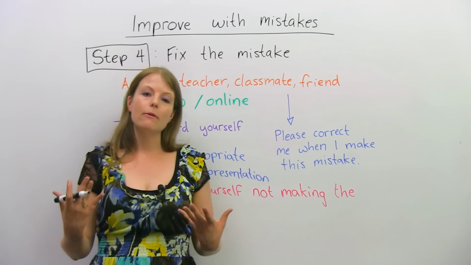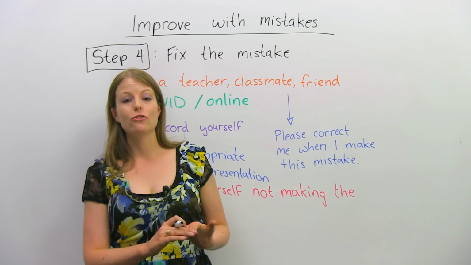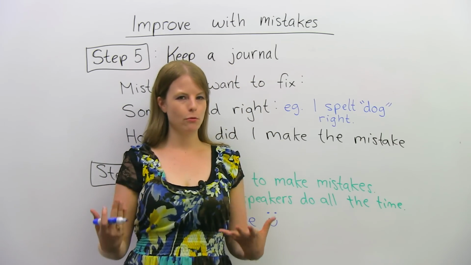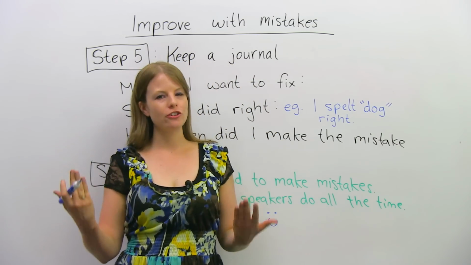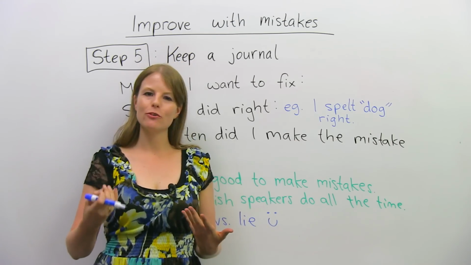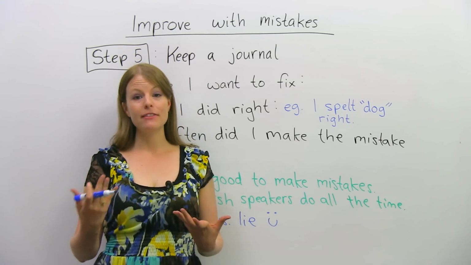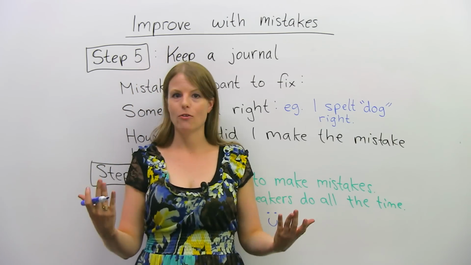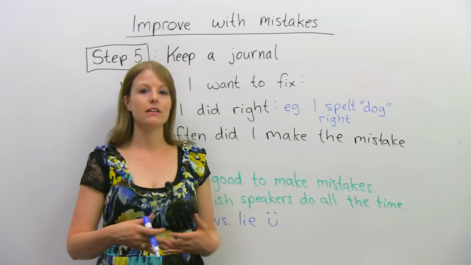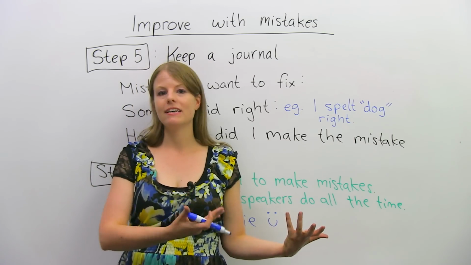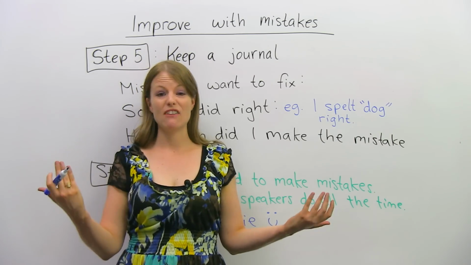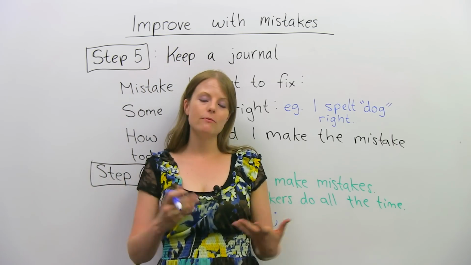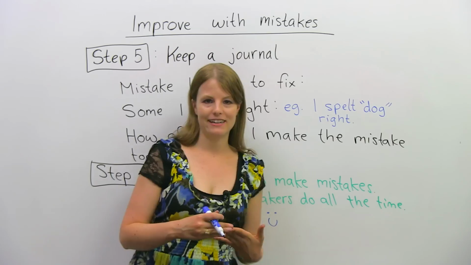Okay, great. So now we're going to look at some more things you should do when you make a mistake. Okay, the next step is, I think it's very important to keep a journal or a diary or some sort of written record about the mistakes you're making. So that way you can go back and you can check and you can see, wow, look at how much I've improved. I used to make this mistake all the time. Now I only make it every so often, but not that often. So, it's a great thing to do to keep track of your mistakes.